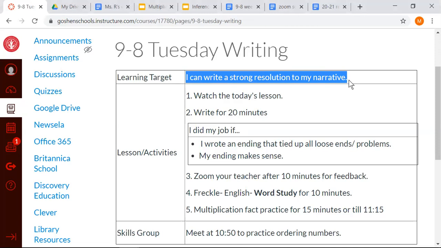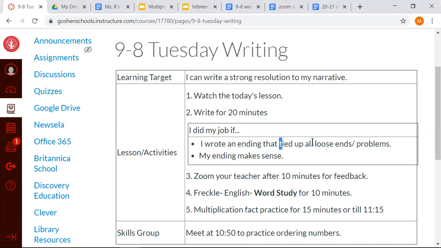I want you to reread it and make sure that one, you tied up all your loose ends, so that means all the problems are solved, and two, that it makes sense for your writing piece, okay? So those are in the "I did my job if" list. So if I'm not sure, I need to look here.